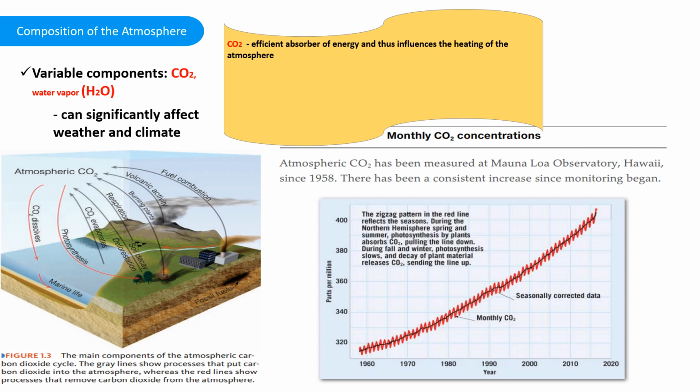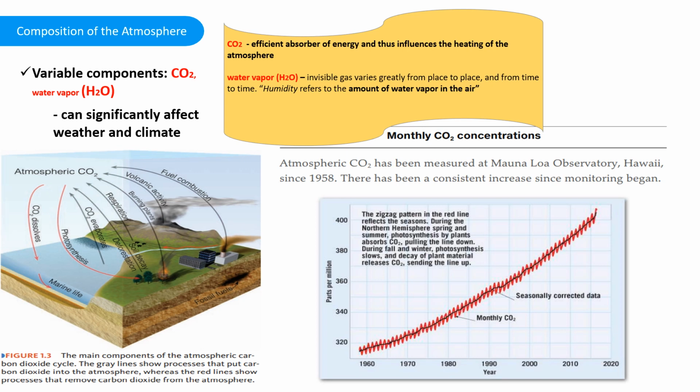So this zigzag red pattern reflects the seasons, during the spring, summer. That's why there's a zigzag. And this black line is the seasonally corrected data. It shows that the monthly concentrations of atmospheric carbon dioxide are increasing. And that also means an increase in temperature.